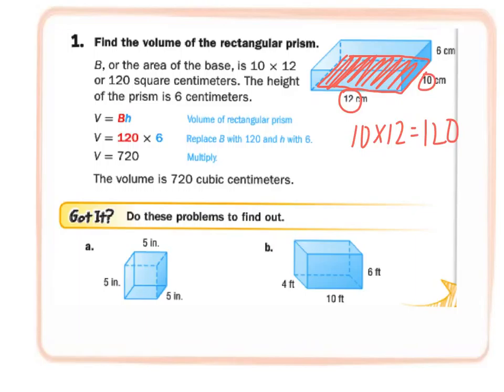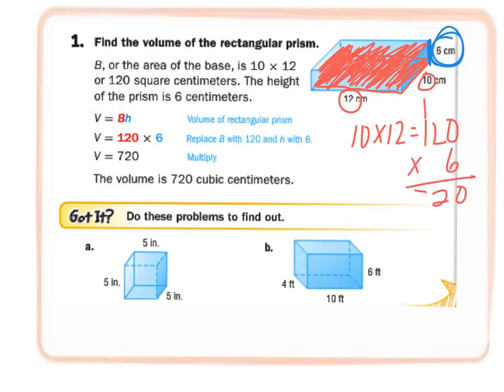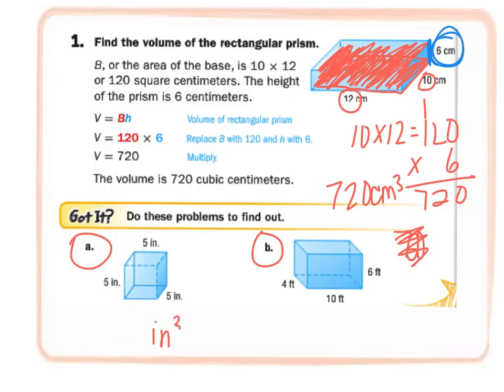So if I take that base times this height of 6, then it's filling the whole thing up. It's taking that one layer of base and bringing it up 6 times. So then I do 120 times 6, and I get 720 centimeters cubed. Okay, and that's the volume. I want you to try these two problems and then find the volume. Remember, it will be inches cubed as your answer and feet cubed as your answer.